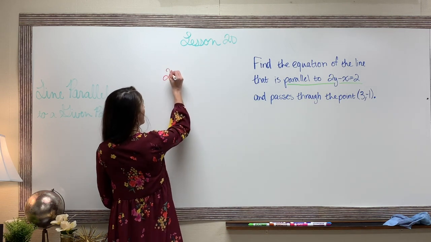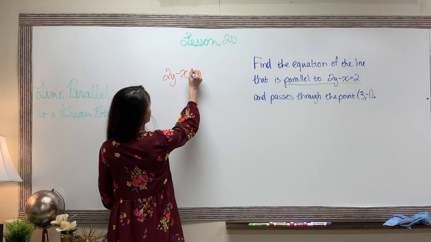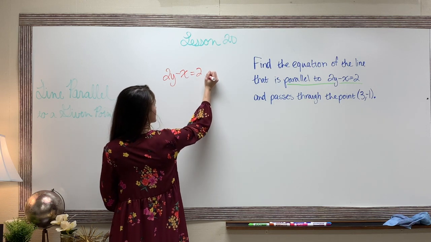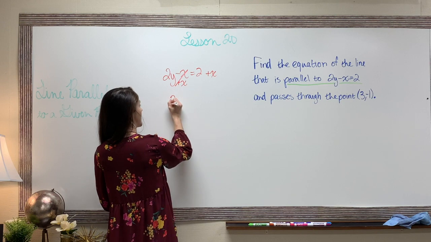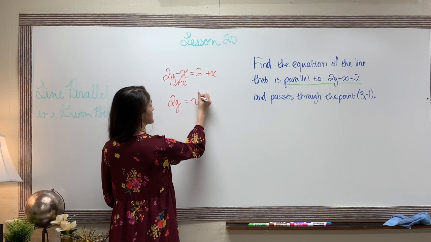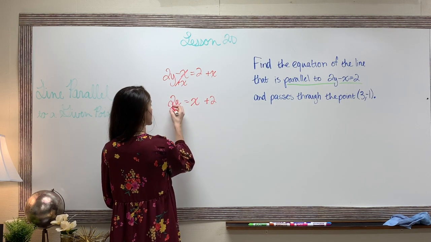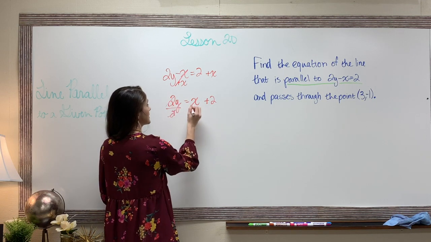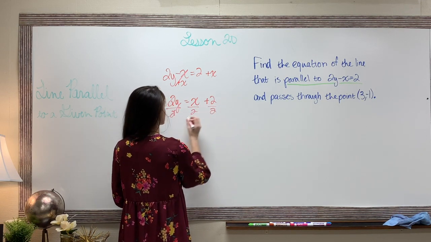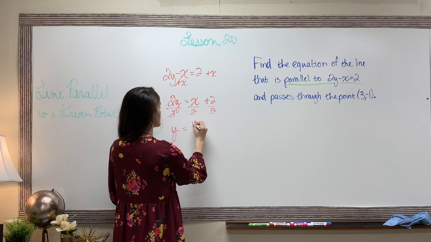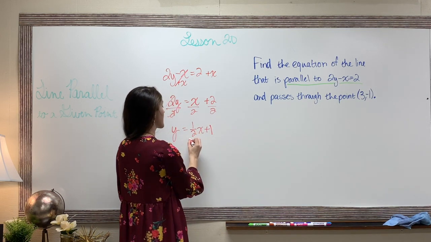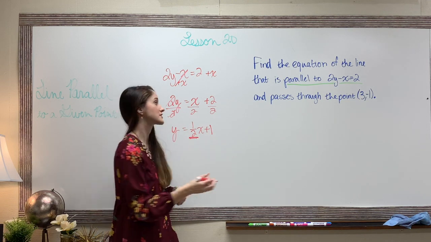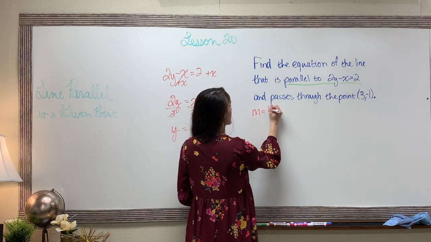So we have 2y minus x equals 2. I'm going to move the x over here. So that's gone. And we have 2y equals x plus 2. We're going to divide by 2. And I got to divide each part by 2. So y equals 1/2 x plus 1. Okay, so now we've done it. We found our slope. m equals 1/2.